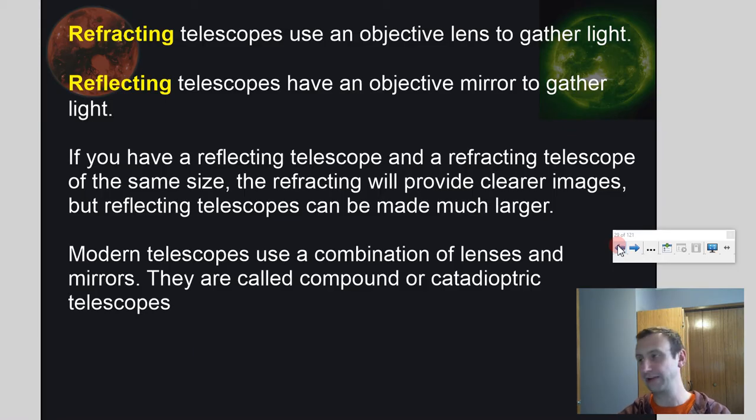Modern telescopes actually use a combination of lenses and mirrors together, and they're called either compound or catadioptric telescopes. I'm saying that wrong. Maybe I'll put in a video about how to pronounce it afterwards. I've always just called them compound telescopes in the past.